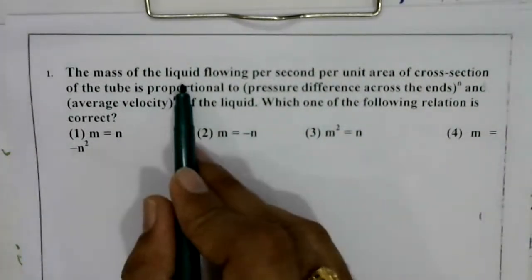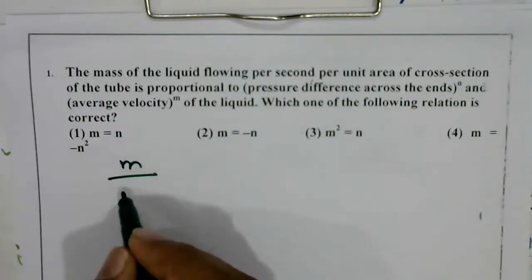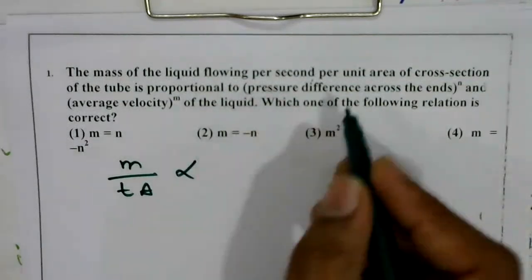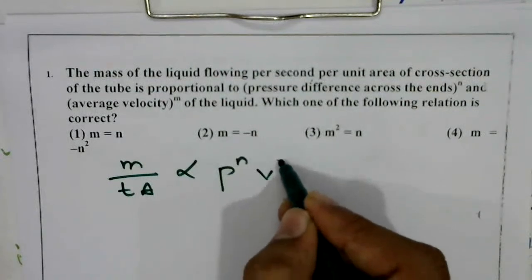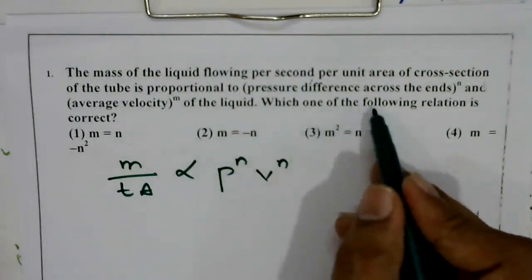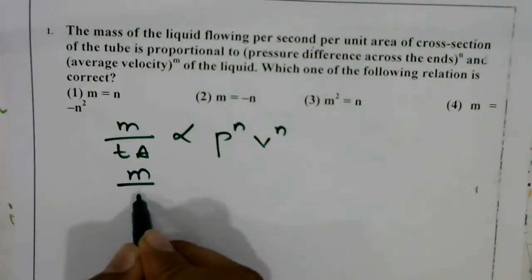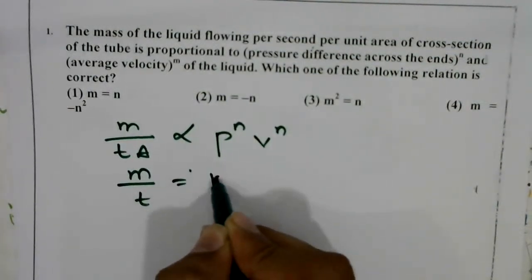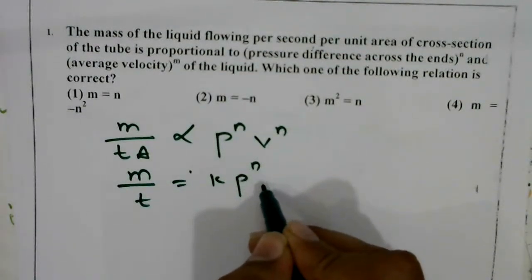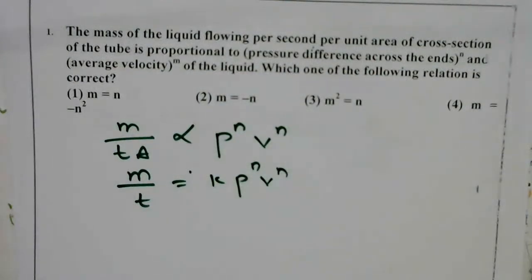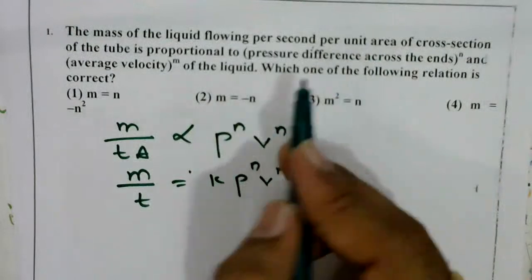Hello. The mass of liquid flowing per second per unit area of the cross section, that is, mass per unit time per unit area, is proportional to pressure difference raised to n and average velocity raised to n. Which one of the following relations is correct? Cross multiplying, m by t equals k into p raised to n and v raised to n.